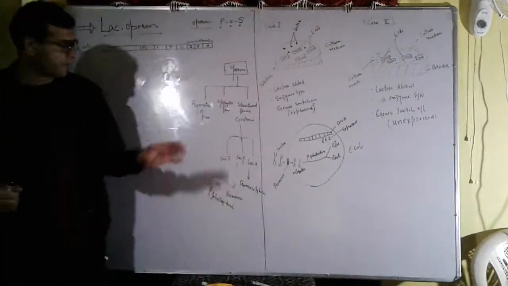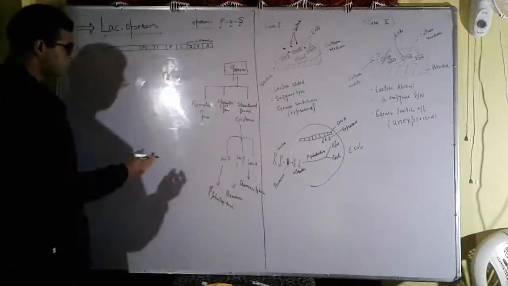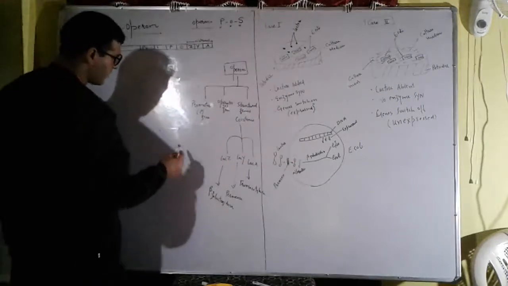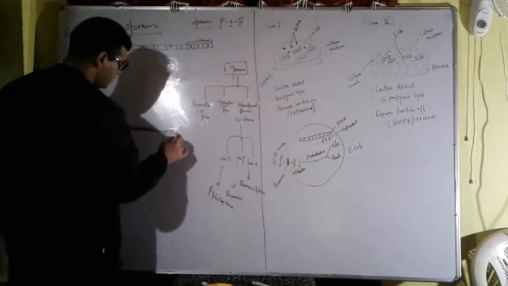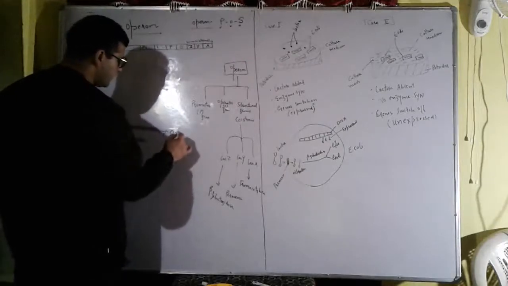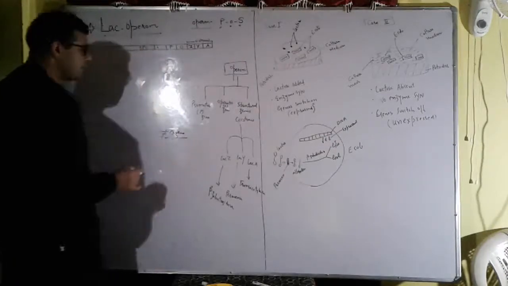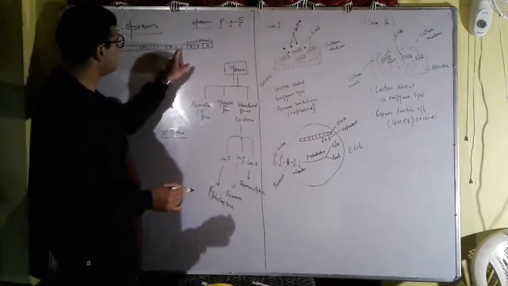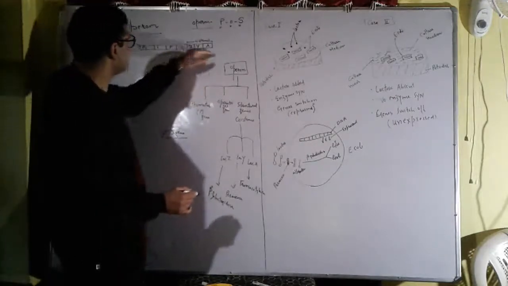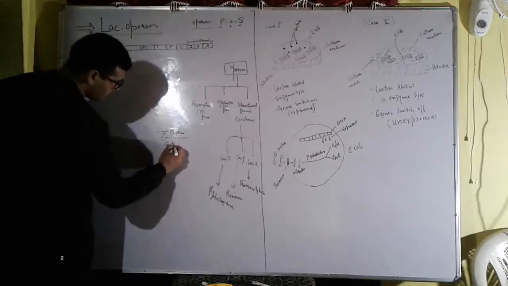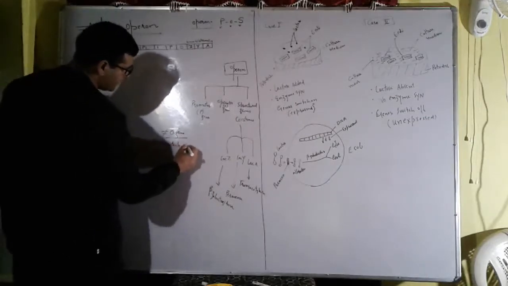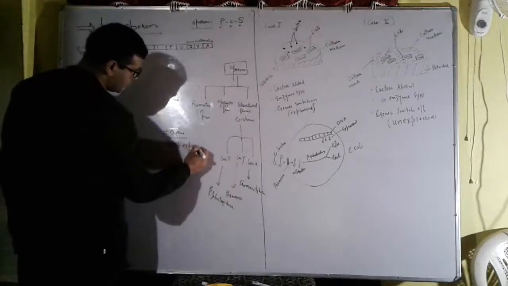Then we have the operator gene. This operator gene controls the expression of structural genes, the cistrons.